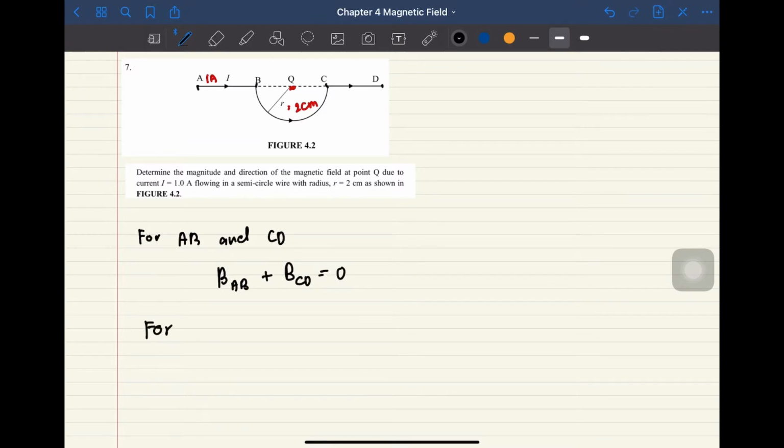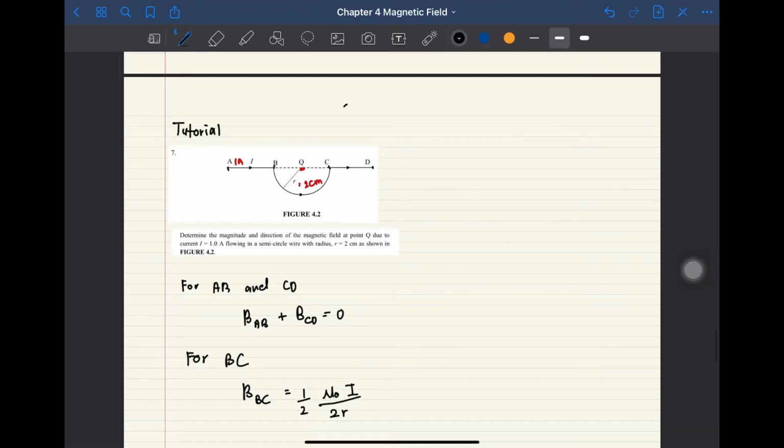So for BC, the magnetic field produced is actually due to a circular coil. If you still remember, the formula for a circular coil is mu naught I over 2R. But here this is not a complete circle, it is a semicircle. So you just have to divide that by 2. That one is kind of logical, that one is only half of a circle. So to solve that, you can simply substitute all the values inside there.